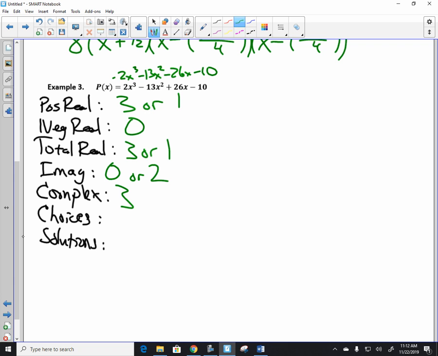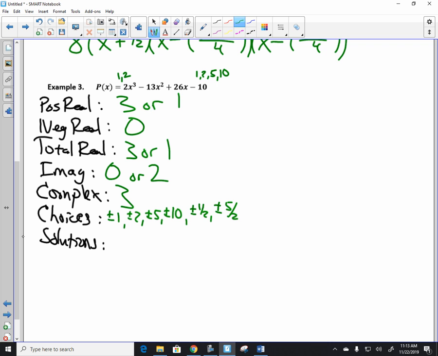Oh boy, choices. Ugh. What are my P's? 1, 2, 5, 10. So plus or minus 1, 2, 5, and 10. And my Q's are 1 and 2. So give me some choices here. Plus or minus a half. Plus or minus 5 halves. And then plus or minus the 5 and plus or minus the 1. Those are redundant.